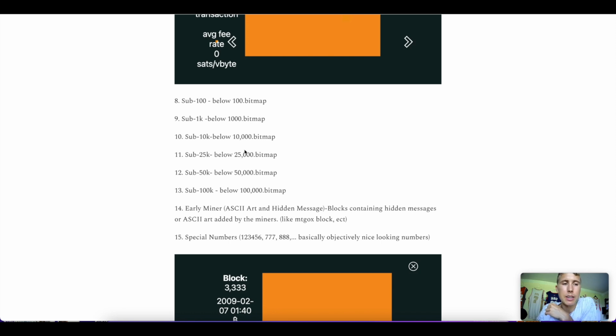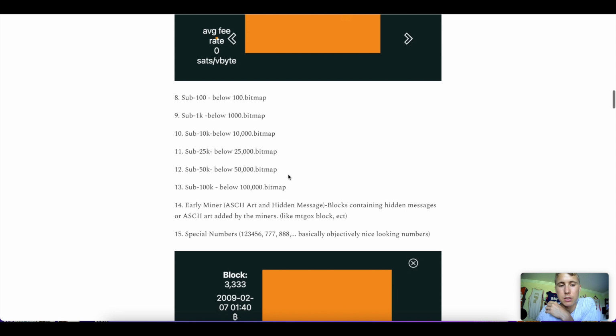Something to keep in mind, it's also going to hit this meta as well. You're going to be below the 6-digit bitmaps. Anything over 6 digits, like 100K plus, those are good. The closer you can get to 100K, great.